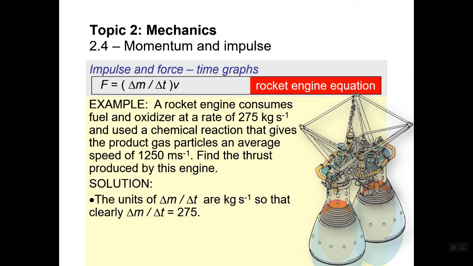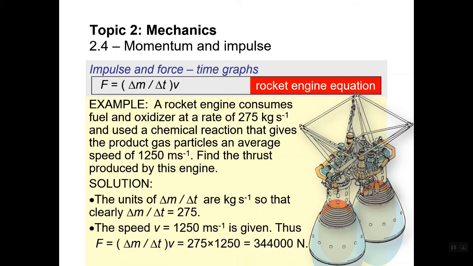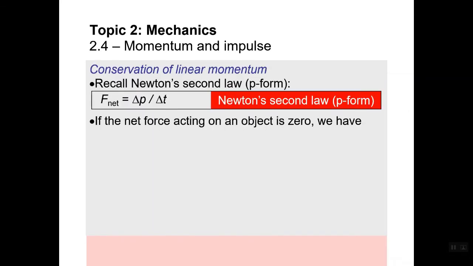The units of delta M over delta T are kilograms per second, so clearly delta M over delta T is 275, and it has a constant velocity of 1,250. So we use the rocket engine equation, that is rate of change of mass times velocity. So 275 times 1,250 gives us 344 kilonewtons.